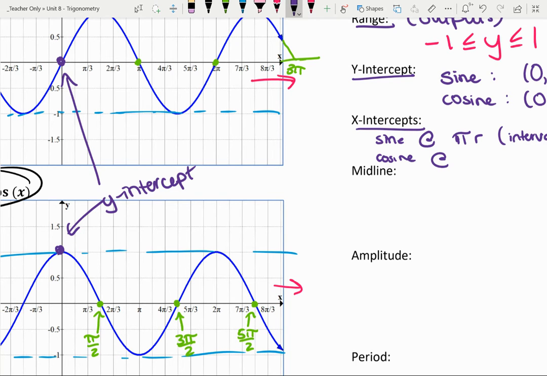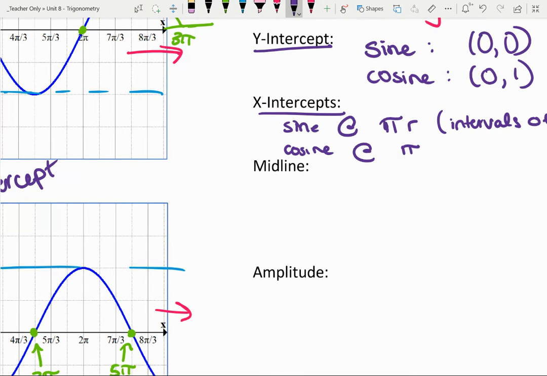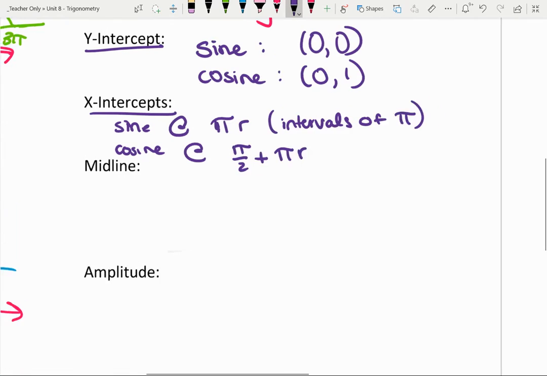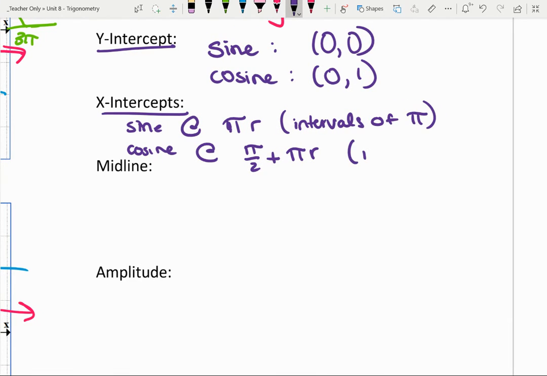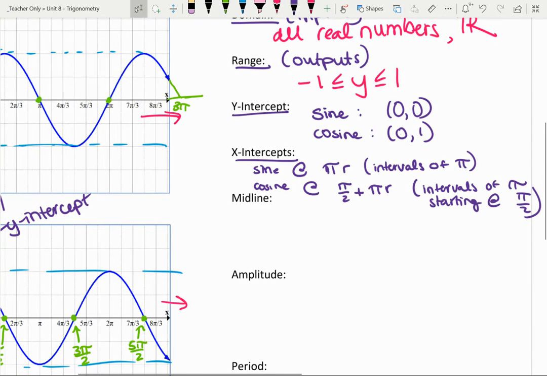So we're talking about cosine here, sorry. So cosine, it will happen at intervals of pi halves plus pi r. So maybe I'll say intervals of pi starting at pi halves.